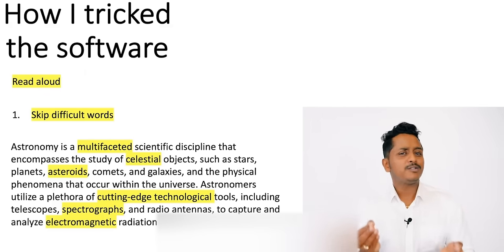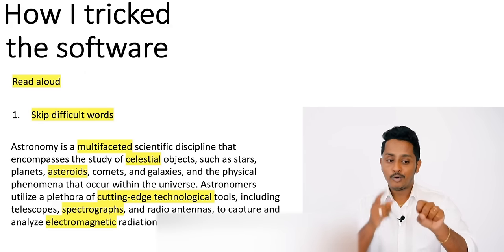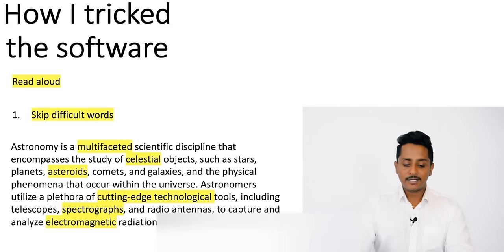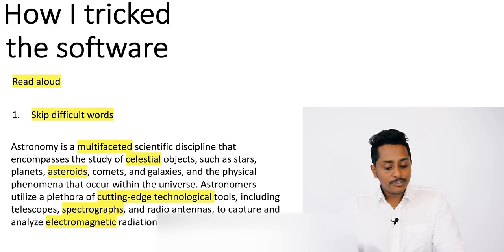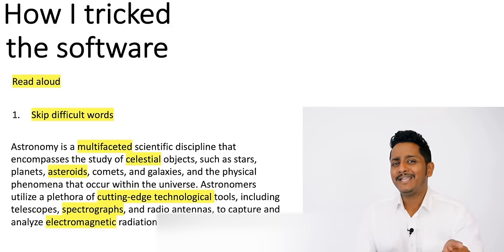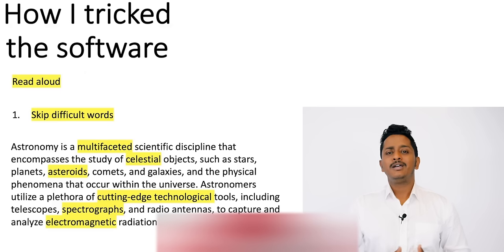But if you want to trick the software and you have some problems with difficult words, you can skip them, not costing your fluency. Remember this. Astronomy is a scientific discipline that encompasses the study of objects such as stars, planets, comets, and galaxies, and the physical phenomena that occur within the universe. Astronomers utilize a plethora of tools, including telescopes and radio antennas, to capture and analyze radiation from outer space. See, even when I skip the words, I made the software believe that I am continuous. I don't have a problem in speaking. It's just that I don't like to speak a few words.